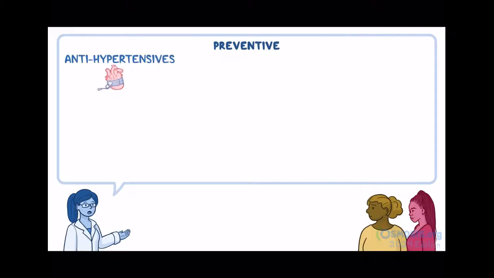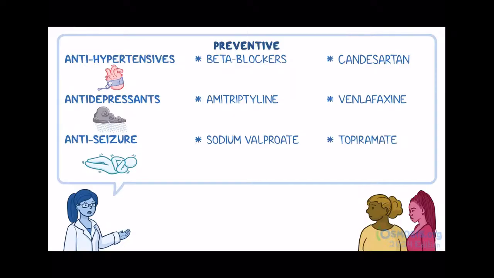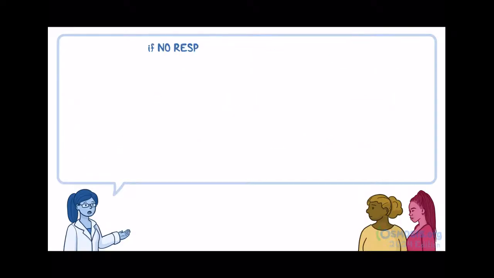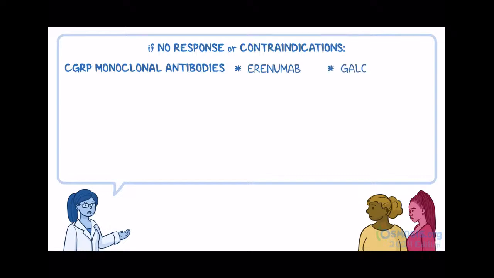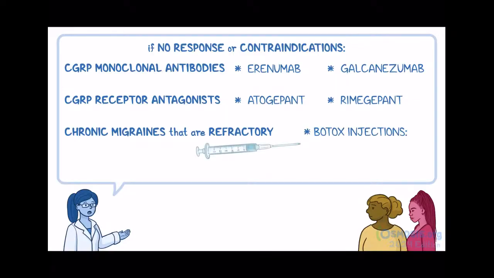Some examples include antihypertensives such as beta blockers and candesartan, antidepressants like amitriptyline and venlafaxine, and anti-seizure medications such as sodium valproate and topiramate. If patients do not respond to these medications or have contraindications to use them, try CGRP monoclonal antibodies like erenumab and galcanezumab, or CGRP receptor antagonists such as atogepant and rimegepant. Finally, for patients with chronic migraines that are refractory to the previously mentioned medications, consider Botox injections, more specifically onabotulinumtoxinA.